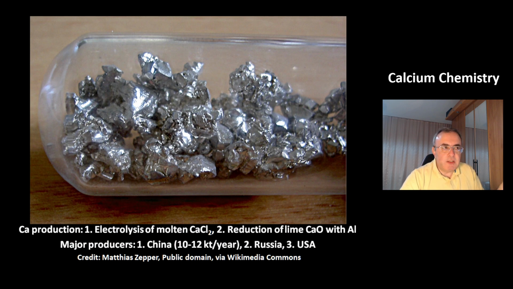This is how calcium is produced today. One way is the electrolysis of molten calcium chloride. And the second way is a reduction of lime, which is calcium oxide, with aluminium metal. Major producers of calcium are China, with 10,000 to 12,000 tons per year. Number 2 is Russia, and number 3 is USA.